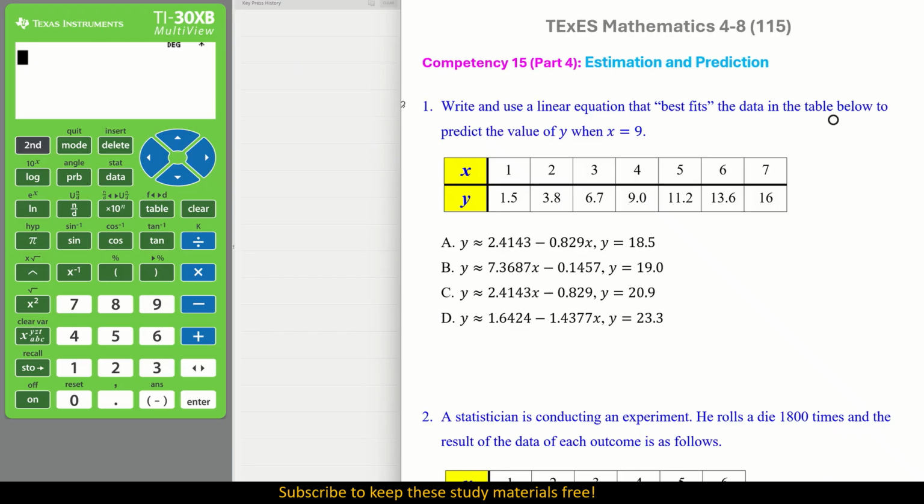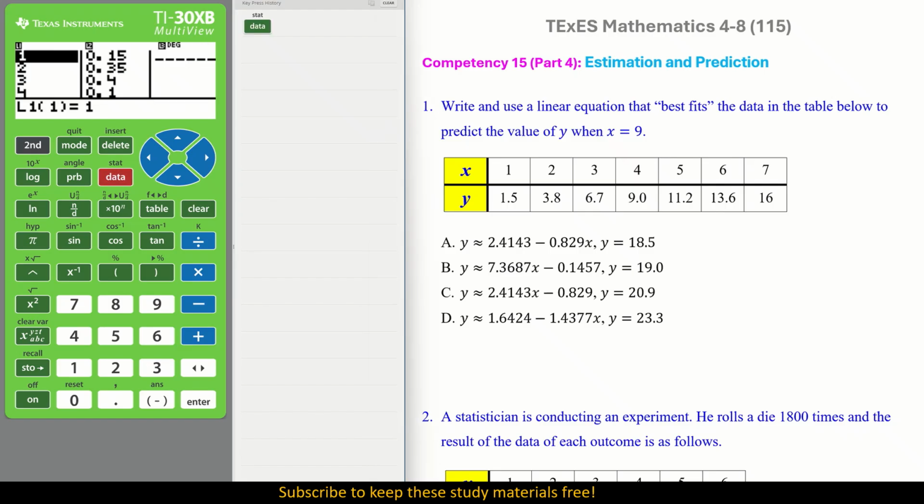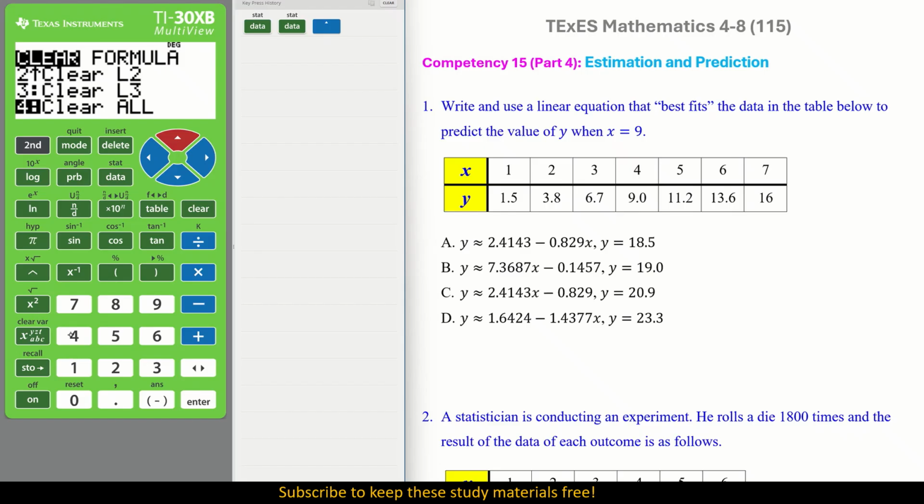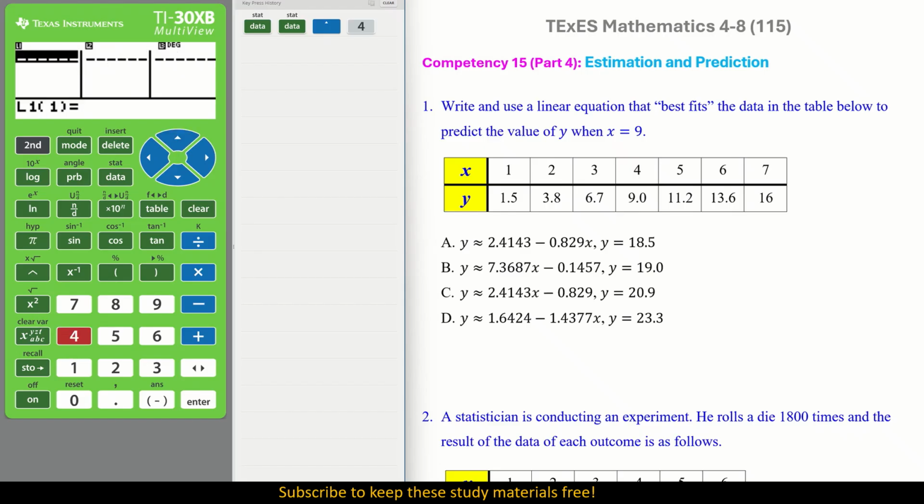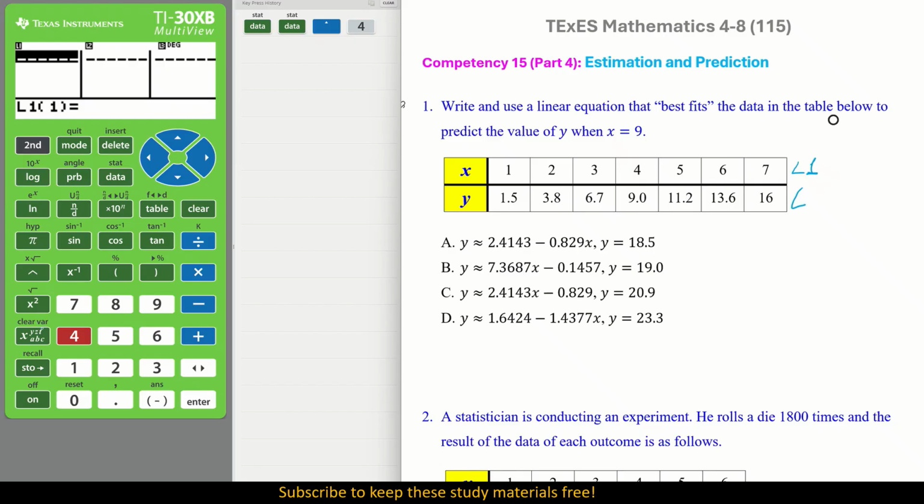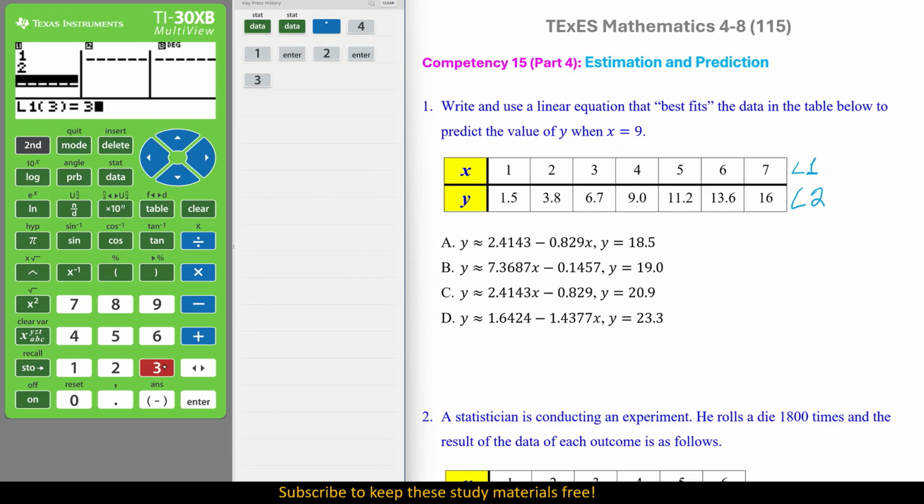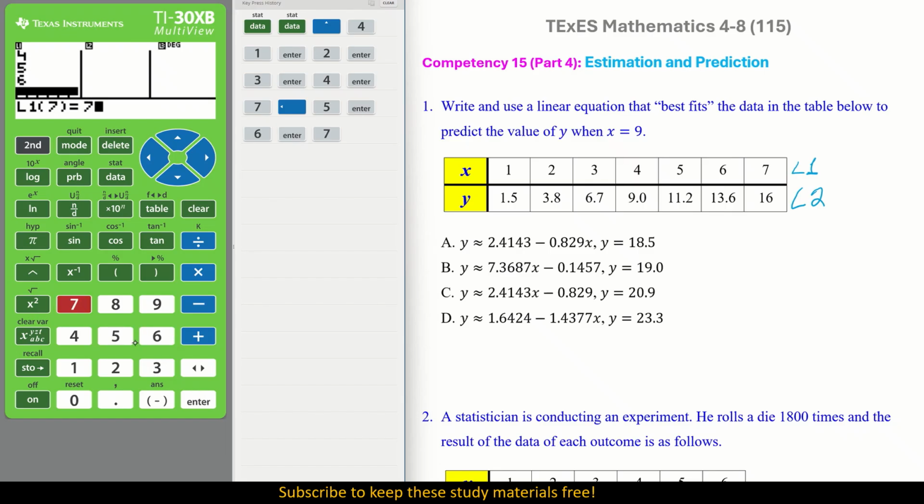Okay, what we need to do is enter the data into our calculator and then use stat. Remember, if you already have it populated, push data again, arrow up, number 4 will clear everything. We have to enter x in L1 and y will be in L2. So 1, 2, 3, 4. Oops, that's not what I want. 5, 6, and then end at 7.